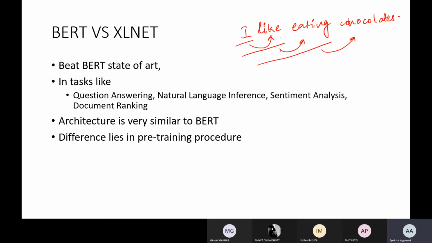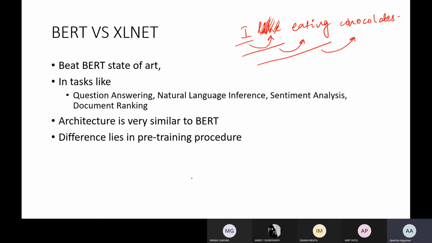Now in BERT, it masks out certain words. Let's say it masks out this word, like, and asks, what is the word that was over here? So BERT was not considering the sequence. Some random words are masked out, so it is not considering the ordering of those words. Now, what if two words are related to each other? In that case, BERT will not perform well.